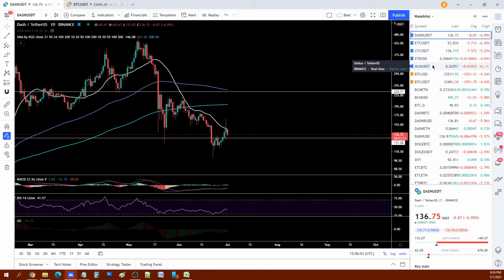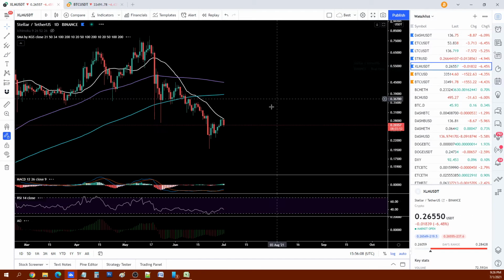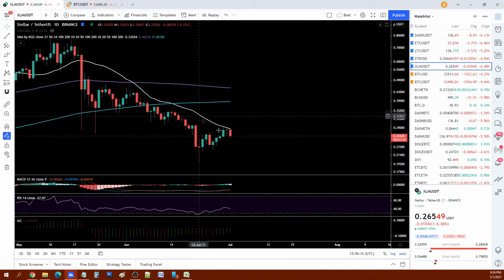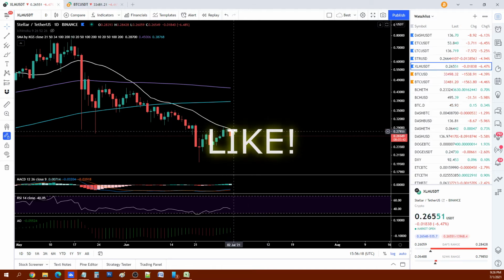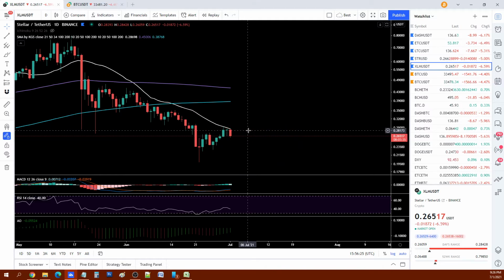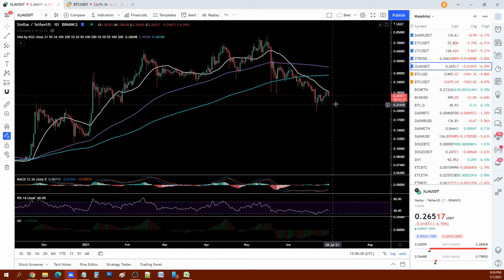So where do I see Stellar Lumens going from here? Just keep in mind that I've drawn 3 moving averages here: the white one is the 21-day, the purple one is the 100-day moving average, and the sky blue one is the 200-day moving average. I expect these moving averages to be the next hurdles if we are able to close above the 21-day moving average. This brings us to somewhere around 40 cents and 50 cents on the daily time frame.